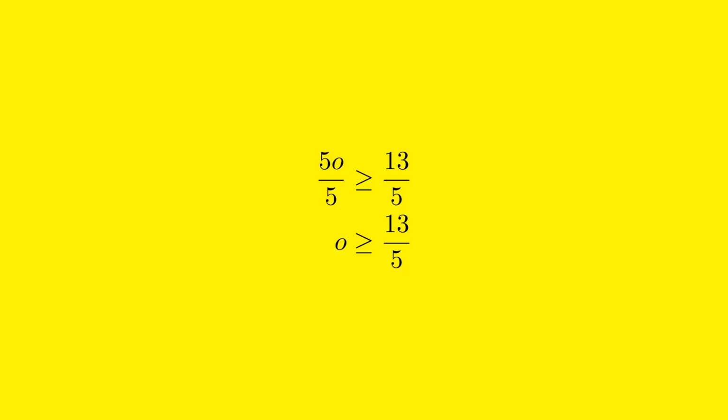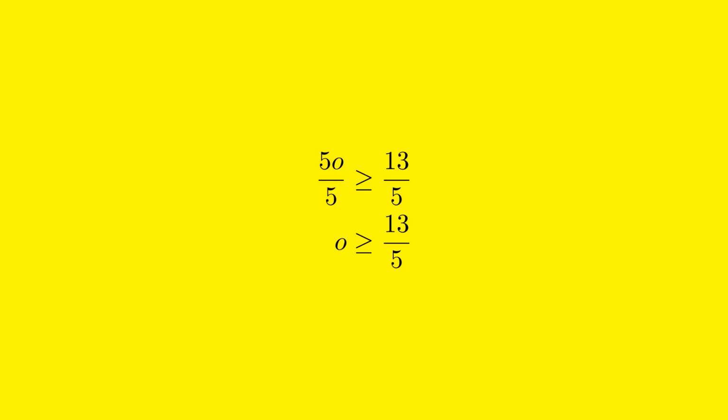When we simplify this, the 5 and 5o divided by 5 cancels out, leaving us with just o on the left side. On the right side, we have 13 divided by 5. So the inequality now reads o greater than or equal to 13 divided by 5. Here, we have simplified the problem to the point where o is now by itself on one side of the inequality. This is the final step because we have successfully isolated the variable o.